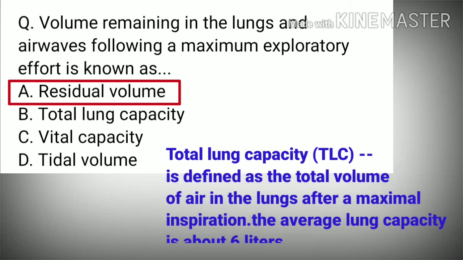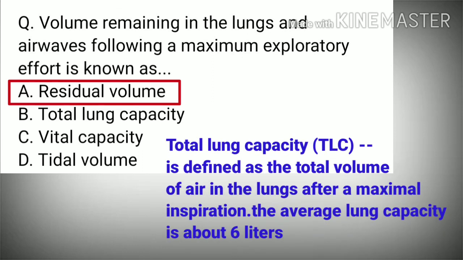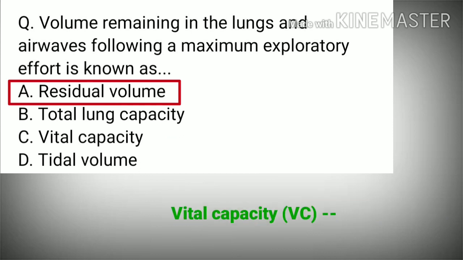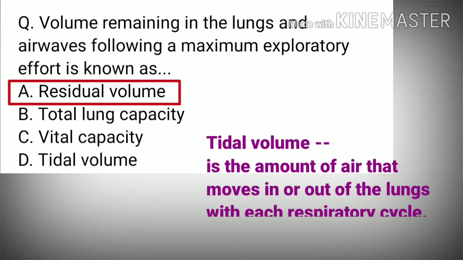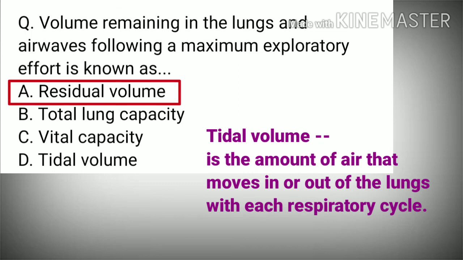Total lung capacity is defined as the total volume of air in the lungs after a maximum inspiration. The average lung capacity is about 6 liters. Vital capacity is the maximum amount of air a person can expel from the lungs after a maximum inhalation. Tidal volume is the amount of air that moves in or out of the lungs with each respiratory cycle.